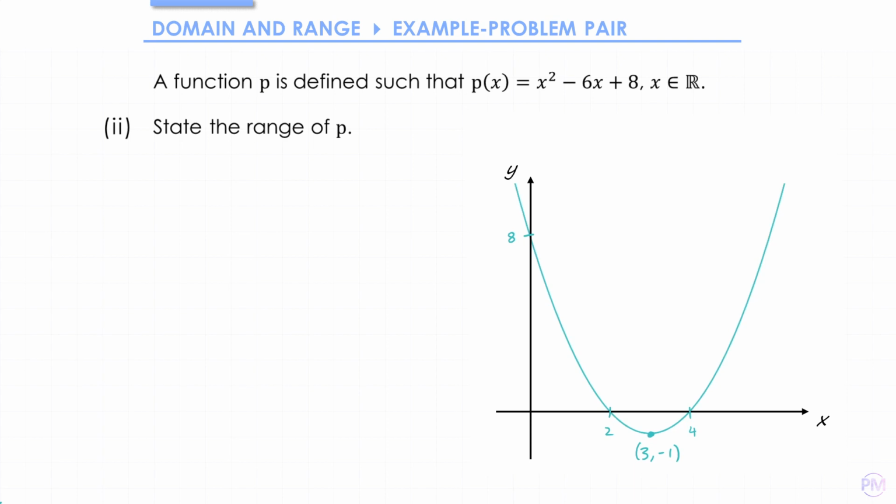Right, in part 2 then we just need to state the range of p. Looking at the graph, we can see there's a minimum point at y equals minus 1. And the range is simply the set of output values for the function, so all of the possible y values in this case. That means the range is p of x is bigger than or equal to minus 1. So if we want to find the range of a quadratic function, we simply find its turning point and we can look at the graph.